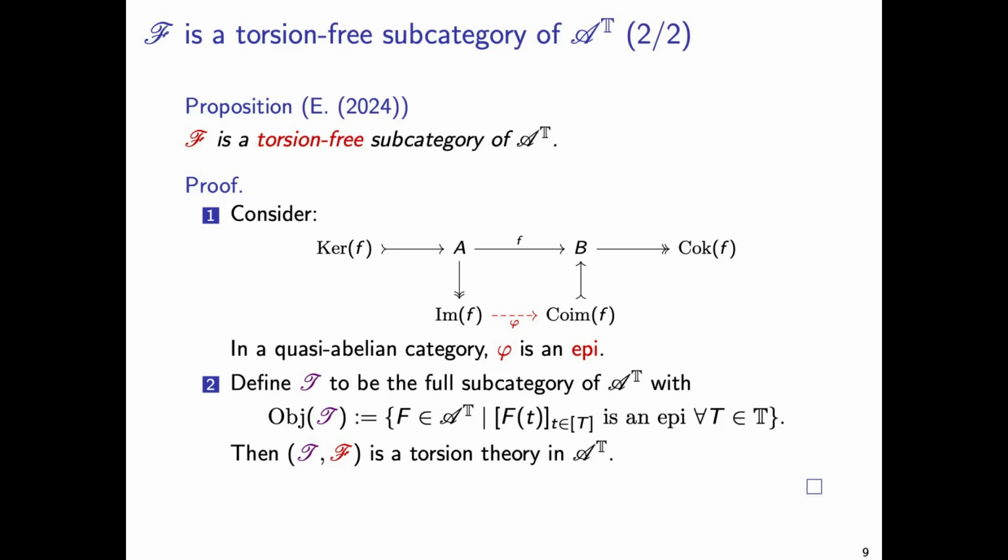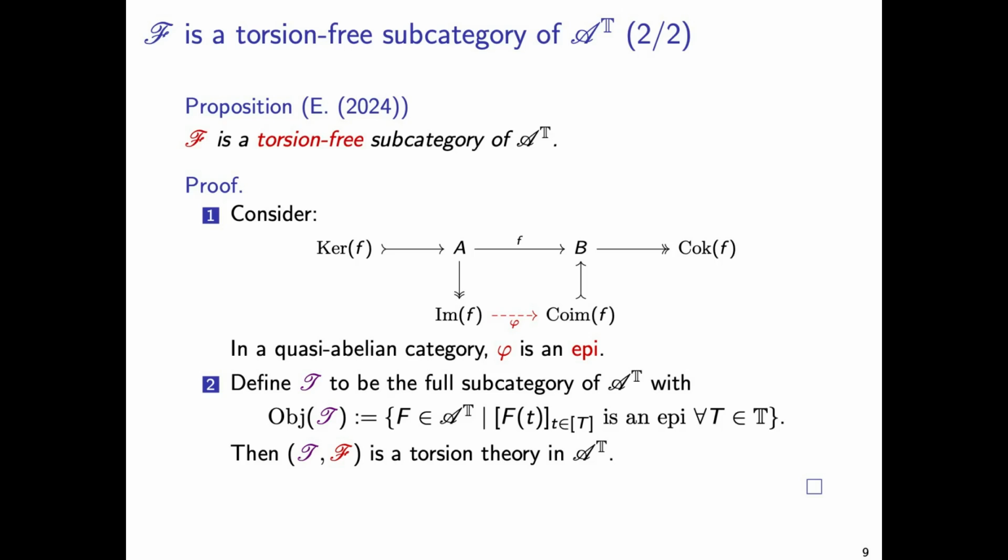Now let me show that F is also torsion-free, and the crucial property for this to be true is the following. If we have a morphism f from A to B, then we can either first take its kernel and then its cokernel, or first take its cokernel and then its kernel, and this gives us an induced morphism phi between the image of f and the coimage of f. And in a quasi-abelian category, phi is always an epi.